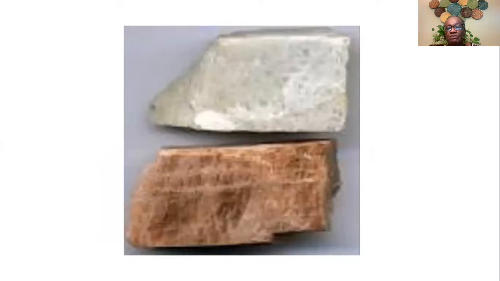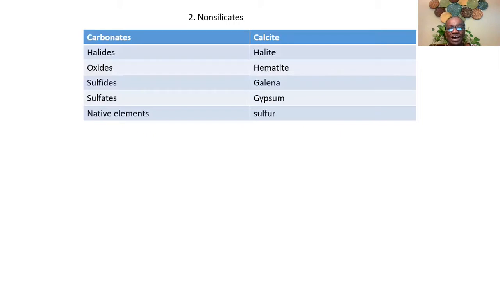Now, all minerals are not silicates. And so we take the other minerals that are not silicates, meaning that they do not have silicon and oxygen in their chemical makeup, or we could say they do not have the silicon oxygen tetrahedron. So we can group these into one big group and say that they are non-silicates. But the non-silicates are also divided into groups.